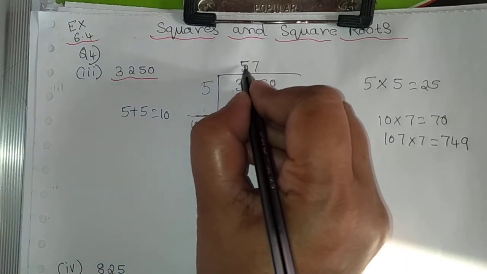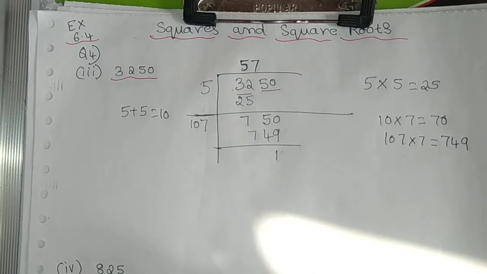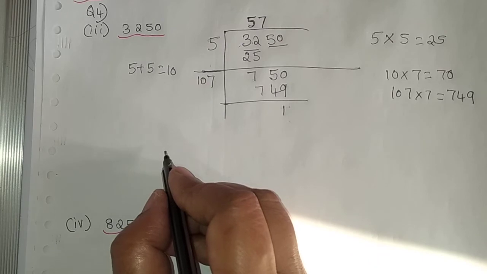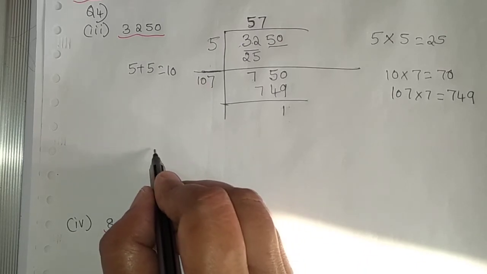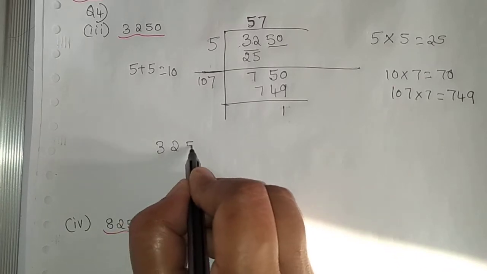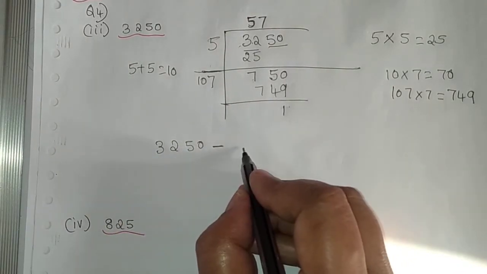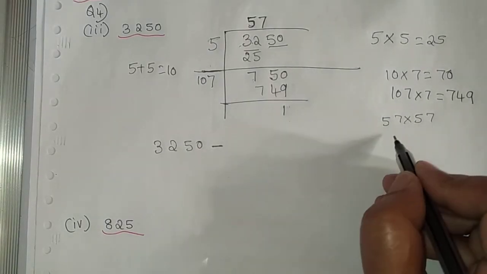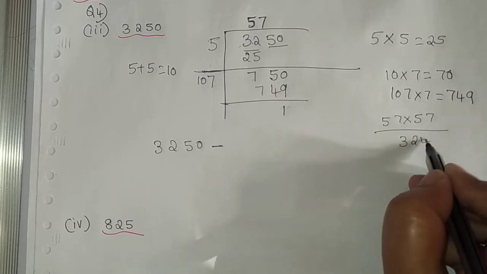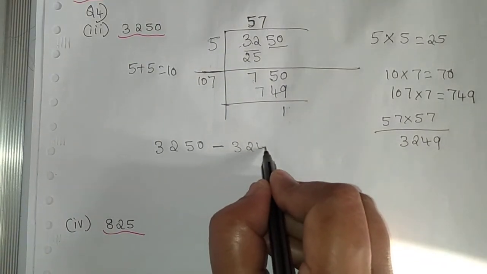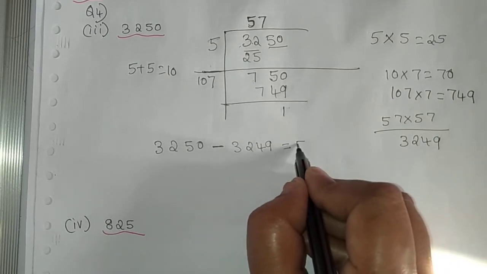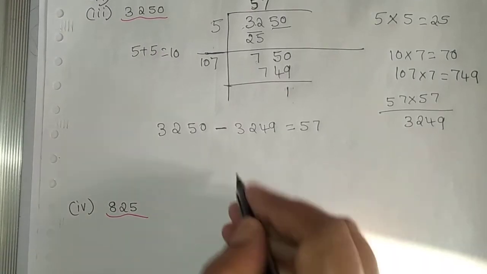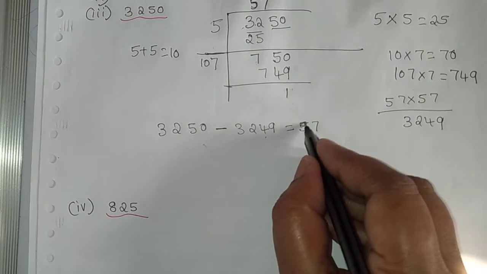So what is the rule of square root? We always have to get 0 as the remainder. But here we are getting 1. Therefore, the number we have taken is 3250, minus 57 squared, which is 3249. So minus this 3249, we get the difference as 1. The least difference between them is only 1.